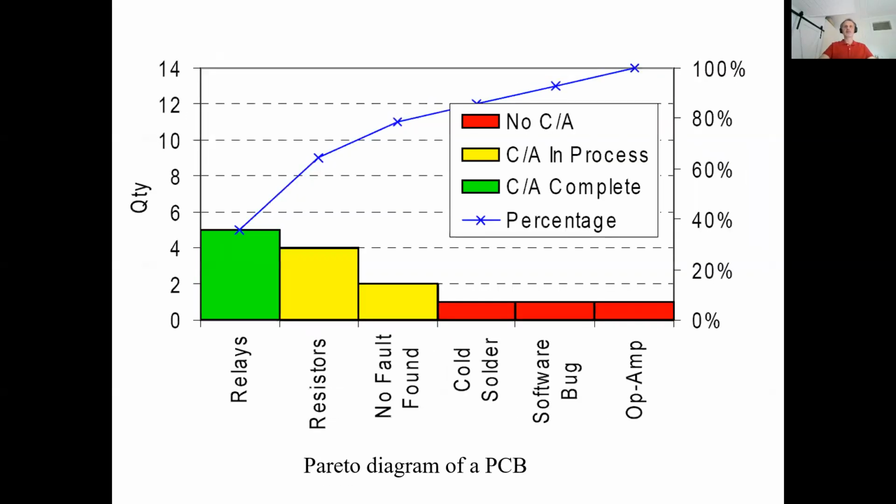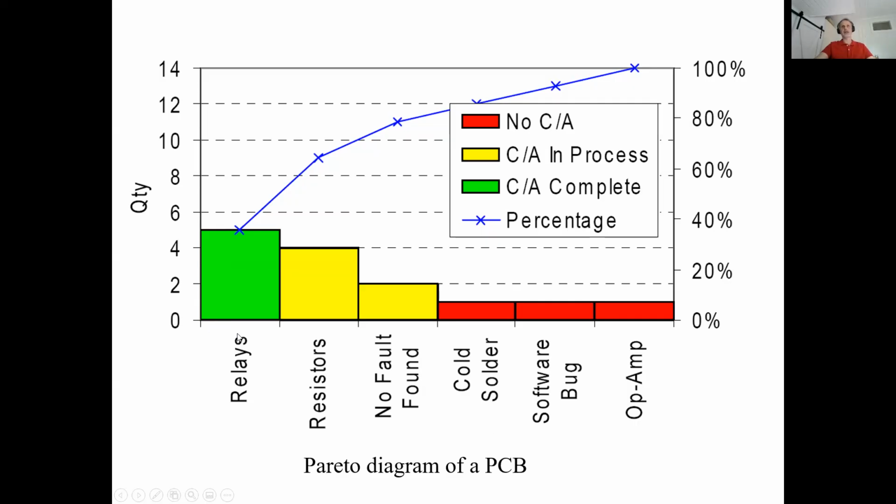One more, this is from a printed circuit board. It's just which kind of components typically cause the problems in a printed circuit board. So relays here, they have the highest number, so this is now quantity. So 5, resistors 4, no failure found, this typical one, 2, cold solder, software bug, operational amplifier or whatever. So these are just arbitrary examples of the Pareto chart.